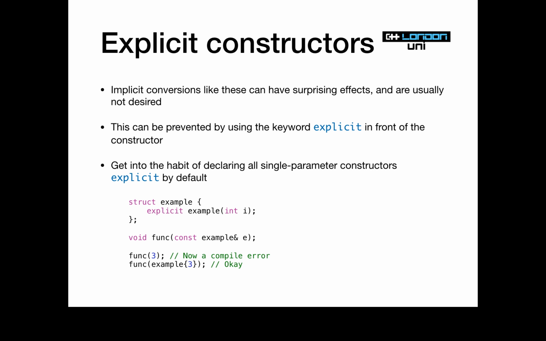So the second case, in general, is better. It's usually what you want. Right? So just get into the habit, anytime you write a constructor which can take 1 argument, put the word explicit in front of it. It's usually what you want.